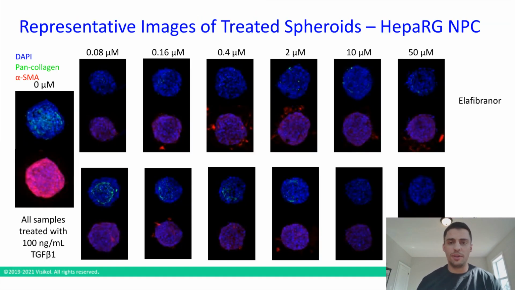And then, looking at the next one, again, same HepRG NPC model, and we're able to show here with just two compounds that folks are looking at today, elafibranor and pioglitazone, what happens with different concentrations over time as far as looking at collagen deposition and alpha SMA. And what we're able to show is, again, this model is very reproducible, works very well. We have a pretty big assay window with our controls, and are able to evaluate compounds in a very meaningful and accurate way for our clients.